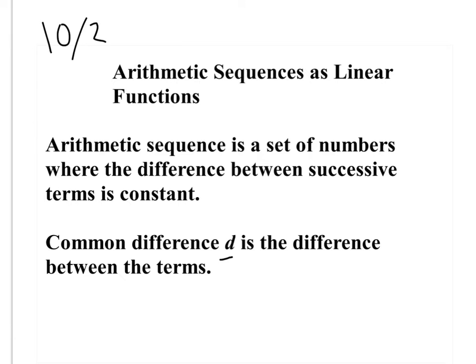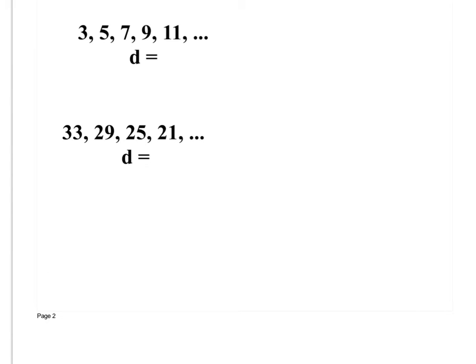that difference doesn't change. So let's look at the sequence 3, 5, 7, 9, and 11. What is the D here? How much is this changing? 2. It's changing by 2. So if we take 5 minus 3, it is 2. 7 minus 5 is 2. 9 minus 7 is 2. So the common difference, D, is 2. That's how much it's changing by every time. That is constant. It does not change.